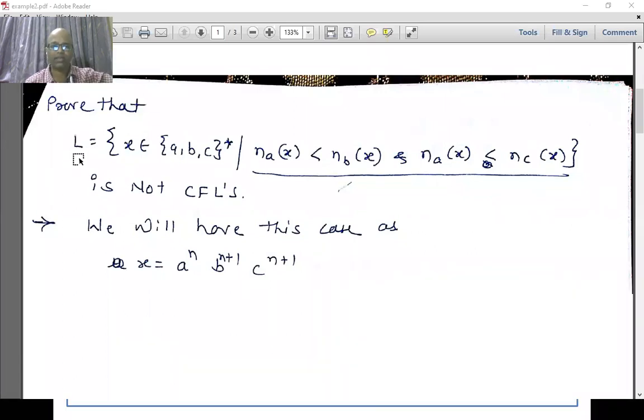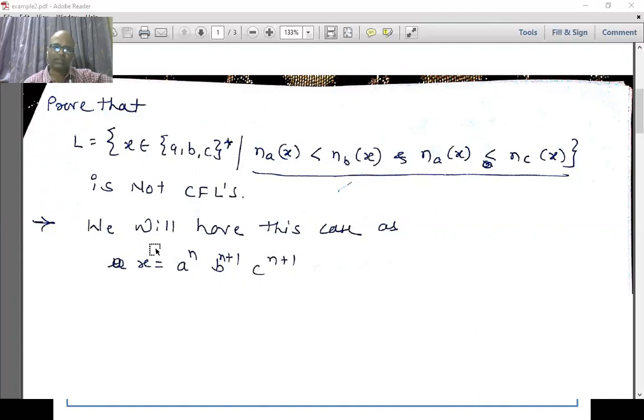In this case, this L is composed of every string X consisting of A, B, C. These are the terminal symbols, the valid input alphabet. What it is saying is that the total number of A's in X should be less than the total number of B's in X. So the total number of B's must be greater than the total number of A's, and the total number of A's must also be less than the total number of C's.